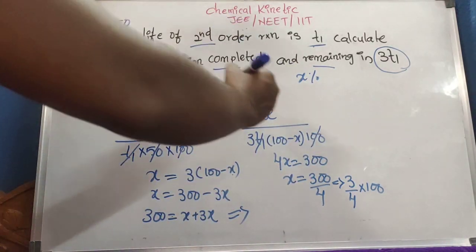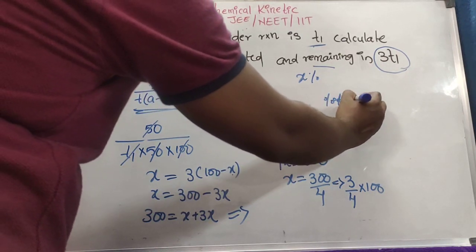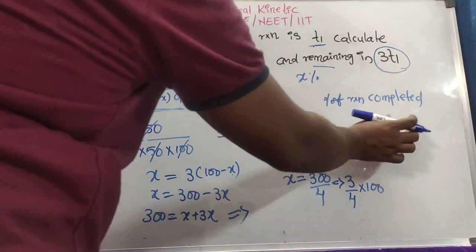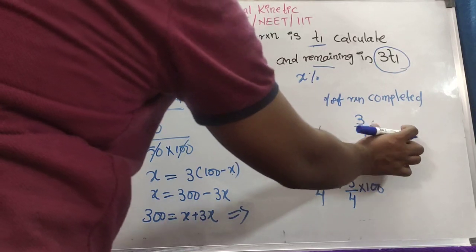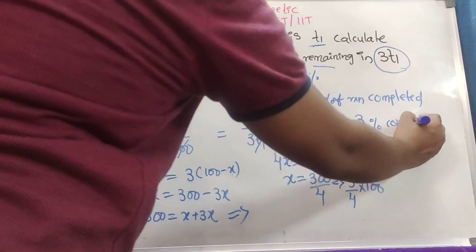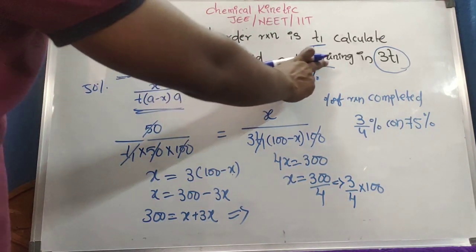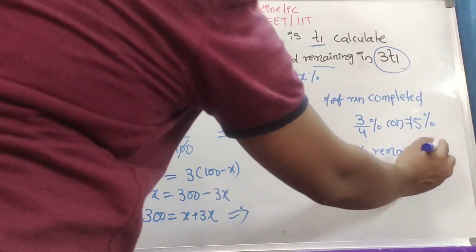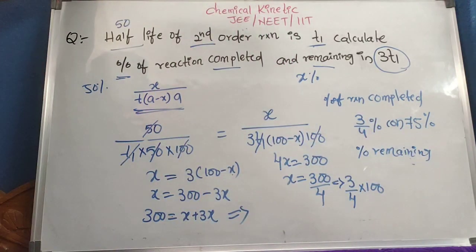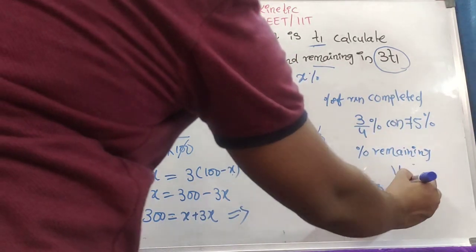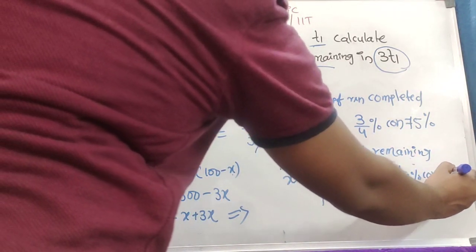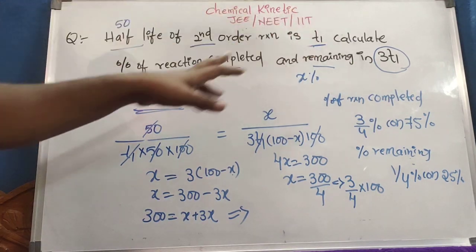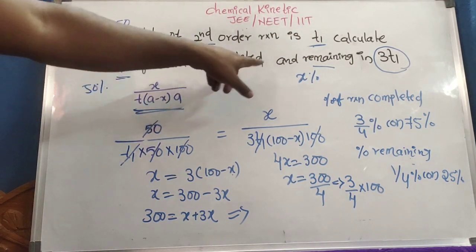So the percentage of reaction completed is 75%. The percentage remaining is obviously 100 minus 75, that is 25%, or 1 by 4 of 100. So the half-life of a second order reaction is T1, and we calculated the percentage of reaction completed and remaining in 3T1.